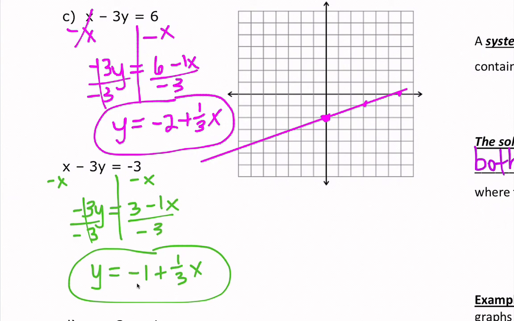Oops, my fault. So notice, guys, this was a negative 3. I forgot my negative sign here. It should have said negative 3 minus x. Let me fix that real quick. So when I took a negative 3 divided by a negative 3, that actually would have been a positive 1. My fault. So my y-intercept is a positive 1.